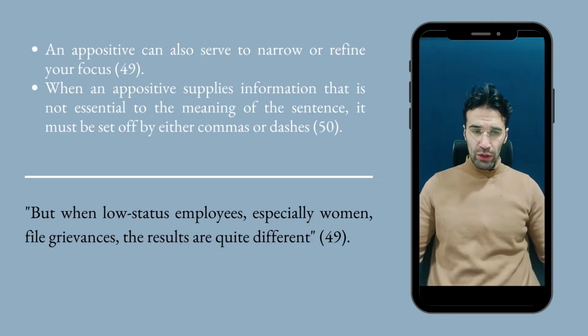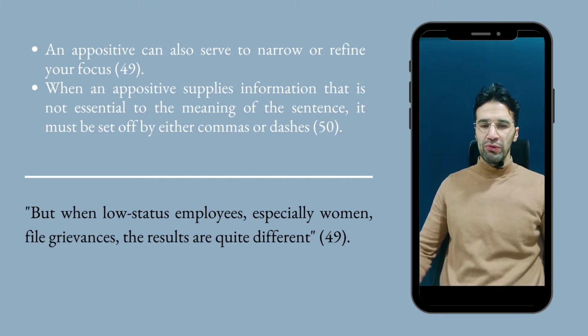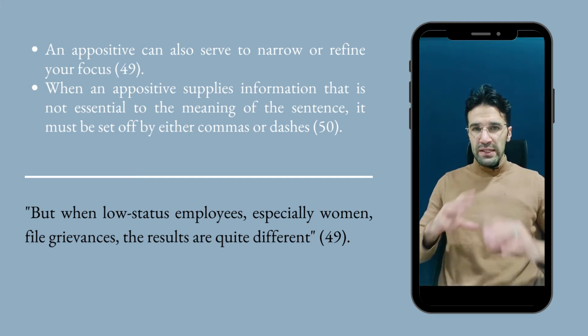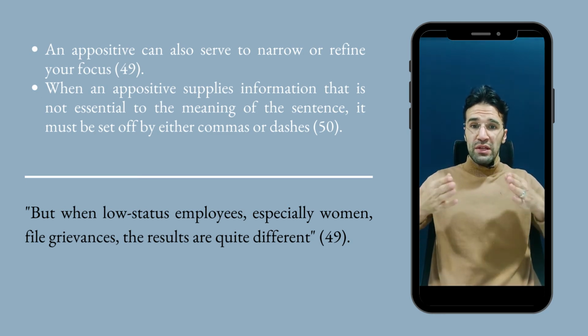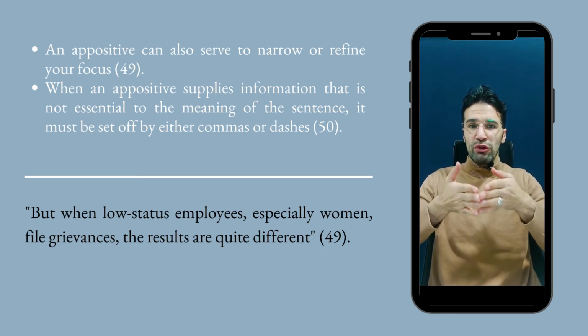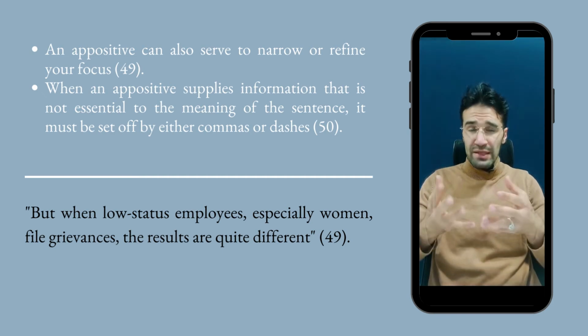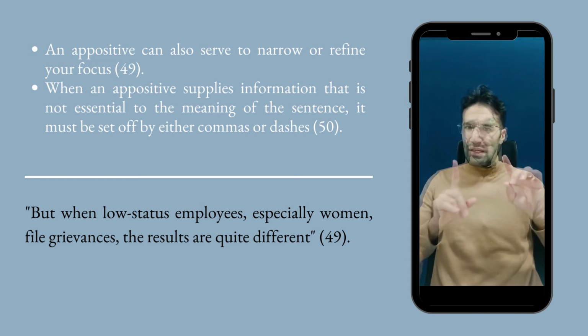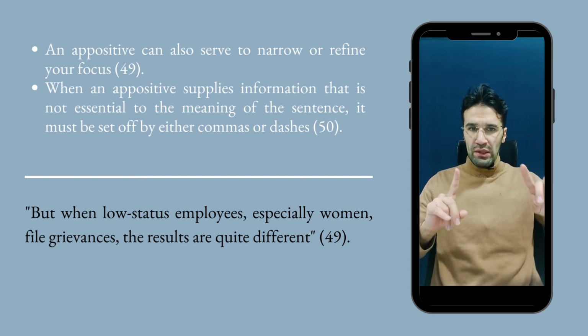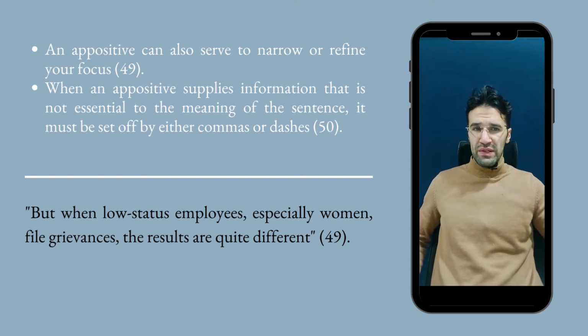An appositive can also serve to narrow or refine your focus. Let's say you are talking about something in a general way. You can use appositives to focus your writing. Let's see an example: But when low status employees, comma, especially women, comma, file grievances, the results are quite different.